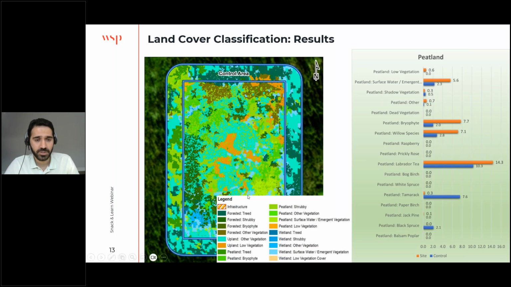Here is one of the results. So you see different land cover types with different colors in this site. One of the things I should have mentioned, we did this land cover classification in 2 levels. The first level was mainly classifying primary land cover types like forested, peatland, water. And the second level was a more detailed land cover classification. For example, if it is forested, is it treed, shrubby, or bryophyte? And on the right side, you also see that we calculated the area for different land cover types within the site, and also the control area, because we wanted to compare our results with the adjacent area, which was not disturbed.